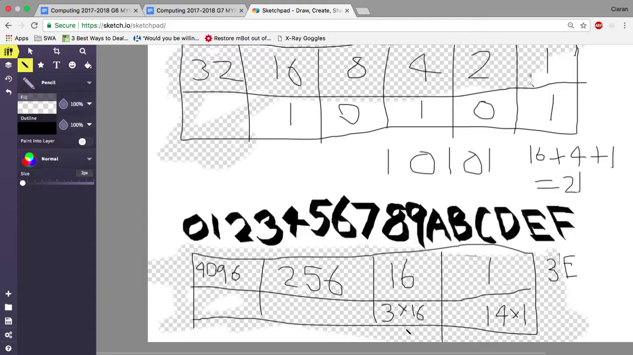And so therefore we get 16 times 3, which is 32 plus 16, 48. And then we add this number to this number. So 14 times 1 is 14. Therefore, if someone gives you the number 3E as a hexadecimal number, by using this table, and of course understanding that E represents the number 14, you can conclude that this number is actually 52.